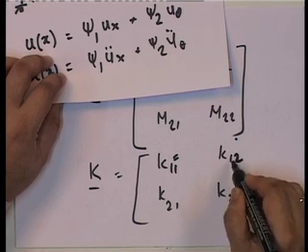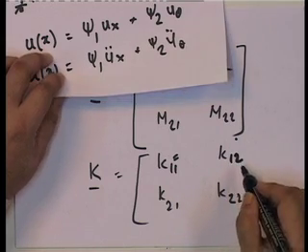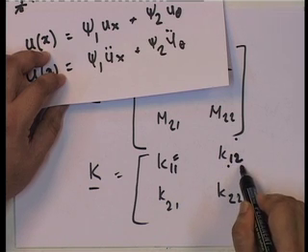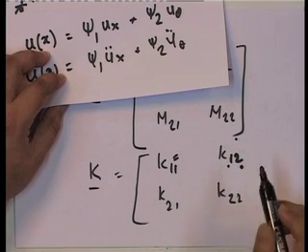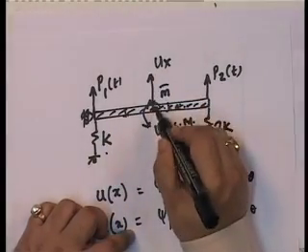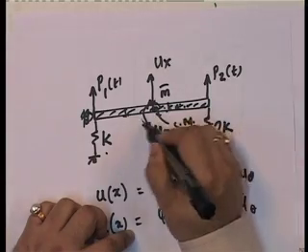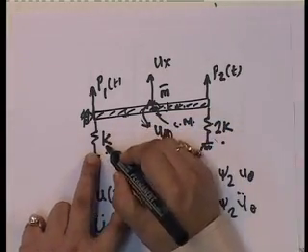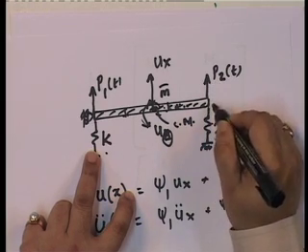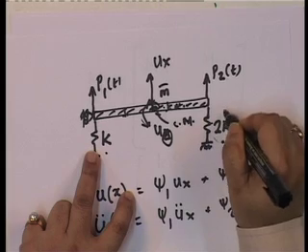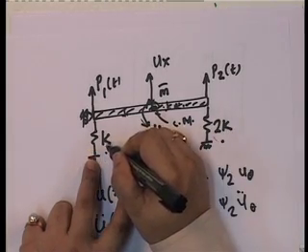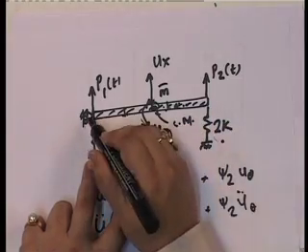What is K12? This is the force at 1 due to a displacement corresponding to 2. So that means it is the force corresponding to this. If I give a unit rotation here, this one becomes 2k L by 2, so it becomes kL, and this one becomes which way? If it goes this way, this one goes this way.